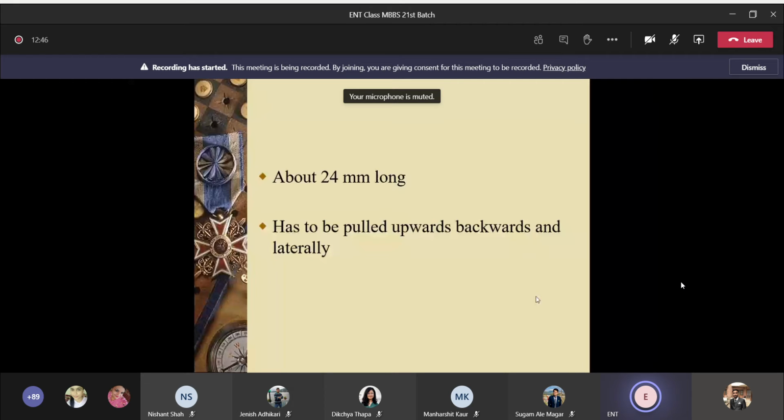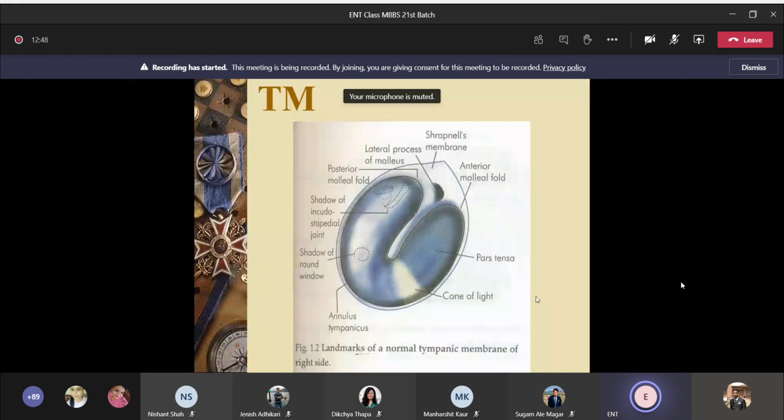Now coming to the tympanic membrane. The tympanic membrane consists of two parts. One is pars tensa, other is pars flaccida. This is the pars tensa, and the upper part is the pars flaccida. The pars flaccida is bounded by the Shrapnell's membrane, the bony part, and this is the lateral process of the malleus. This is the malleus, this is the handle of the malleus, this is the lateral process. And this is the anterior malleolar fold, this is the posterior fold.